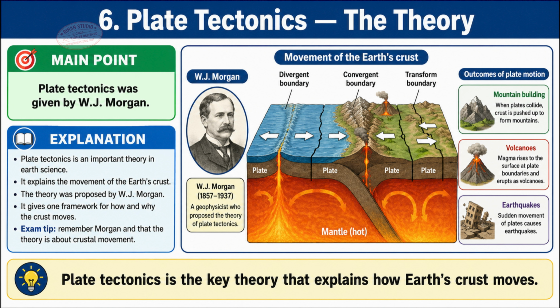The Earth's interior. Plate tectonics, the theory. Plate tectonics was given by W.J. Morgan. It is an important theory in earth science that explains the movement of the Earth's crust. The theory of plate tectonics was proposed by W.J. Morgan. It is one of the most important ideas in earth science because it explains, in a single framework, how and why the crust moves. For exams, remember the name Morgan, and remember that the theory is specifically about the movement of the Earth's crust.